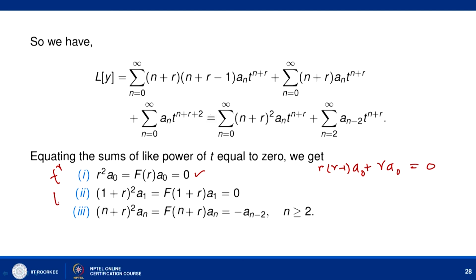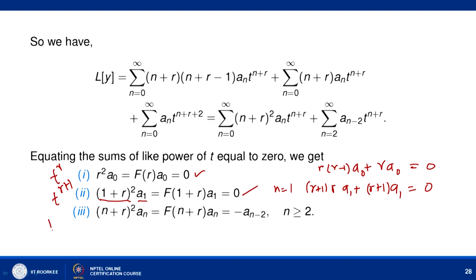And then you look at the coefficient of t to power r plus 1. Again there is only contribution from the first two terms, that is corresponding to n equal to 1. So, it is r plus 1 into r a 1 plus r plus 1 a 1 equal to 0. If you calculate this, then we have 1 plus r whole square into a 1, which I am writing as f of 1 plus r a 1 equal to 0.